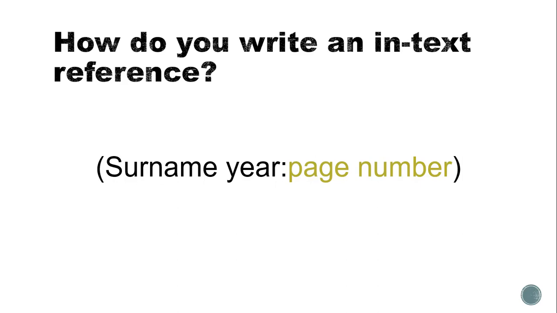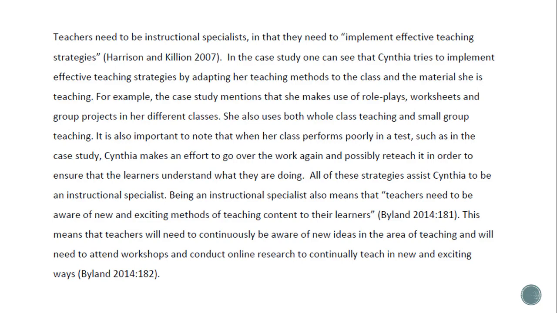Let's have a look at what this might look like in an assignment. Have a look at this paragraph taken from a student essay. Can you find the in-text references? There's the first one. Let's look at this in-text reference. Firstly, it appears straight after inverted commas. This tells us that the words before it are a quote. We'll discuss quoting later in this lecture.